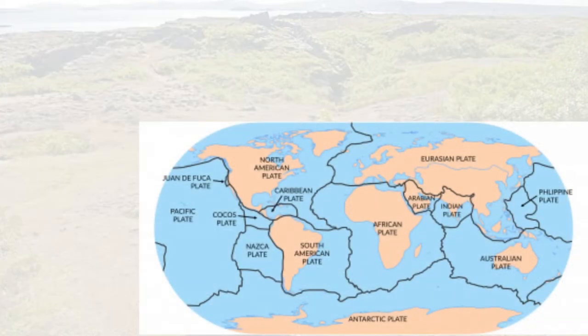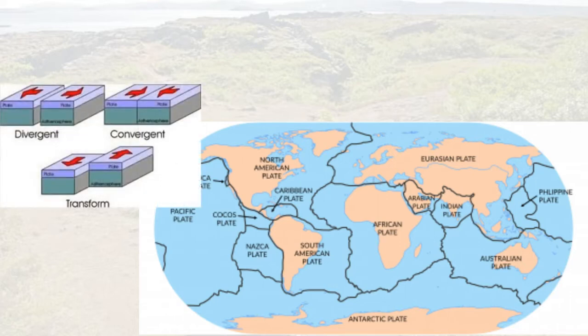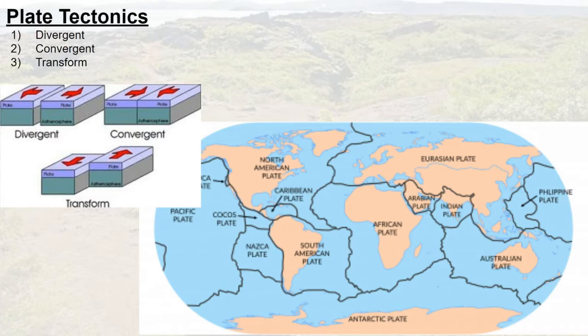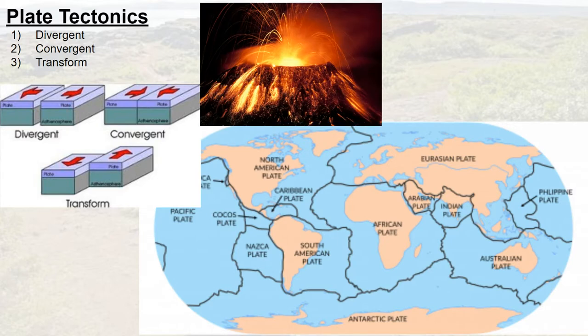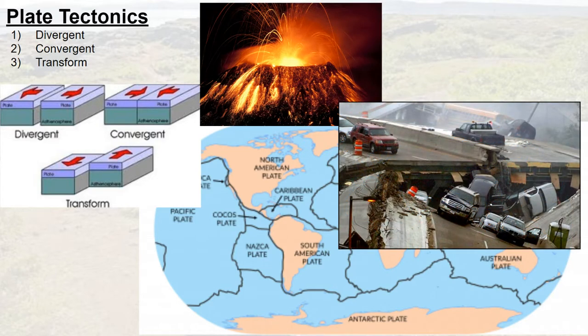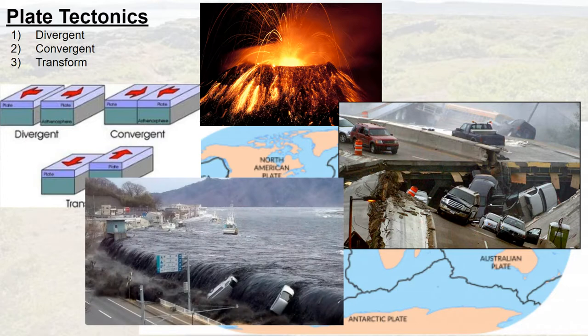In this lesson, you will learn about the different plates that make up our Earth and the three types or ways the plates can move: divergent, convergent, and transform. This information is important for geologists because they are directly related to volcanoes, earthquakes, and tsunamis, and other natural disasters.